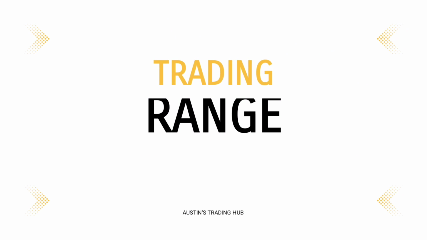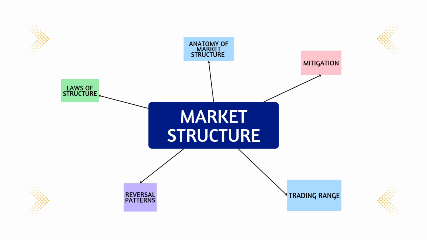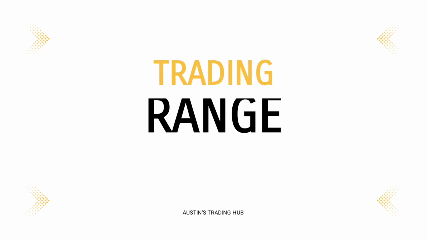And as we saw in our previous video, where we talked about market structure having 5 prongs, the first prong, which was the anatomy of the market structure, was dealt with in depth in the previous video. So today we are going to be talking about the next prong, which is trading range. Like we said, there are 5 prongs: the anatomy, the mitigation, trading range, laws of structure, and reversal patterns. And today we are going to be looking at the trading range and how to apply it in our trading.